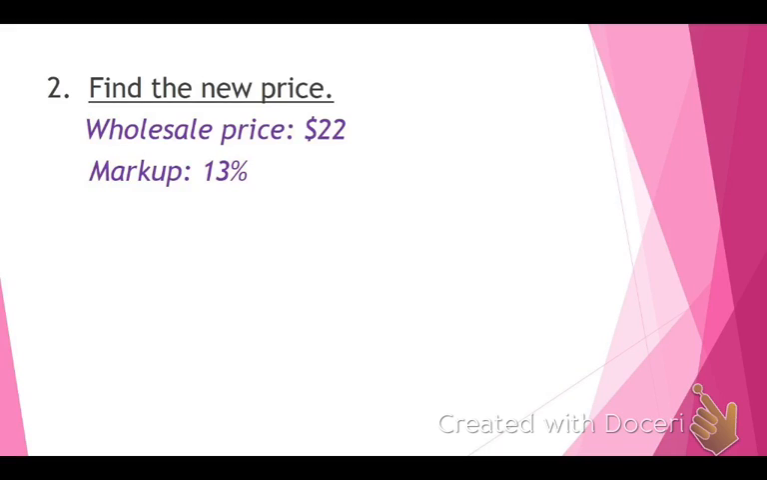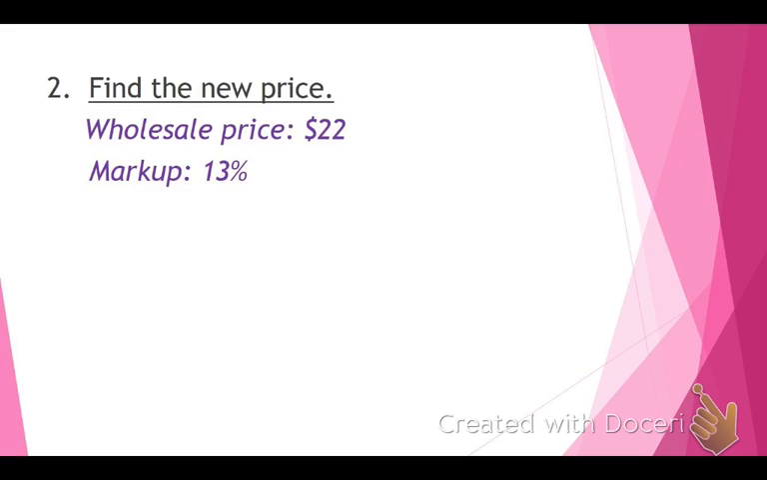Okay, each of the examples that I'm doing today are going to be exactly like problems that we've gone over in the past that will be on your quiz on Monday and on your test on Tuesday. So we're trying to find the new price. It tells us the wholesale price is $22. So basically, some store went in and they paid $22 for an item. If you remember, we did a skateboard before. But they're going to give us a markup. It's a 13% markup. So can you guys help me out with how to find the new price?